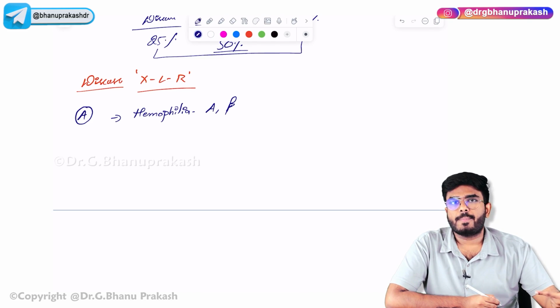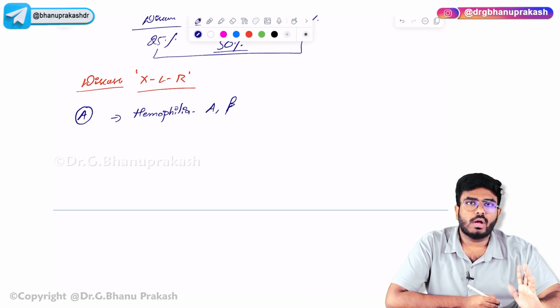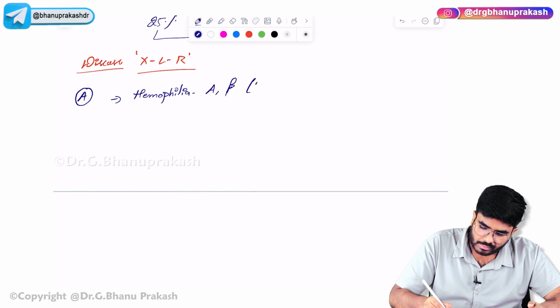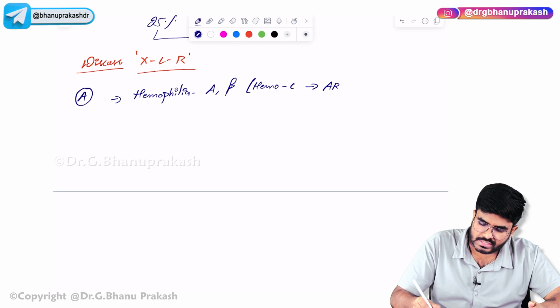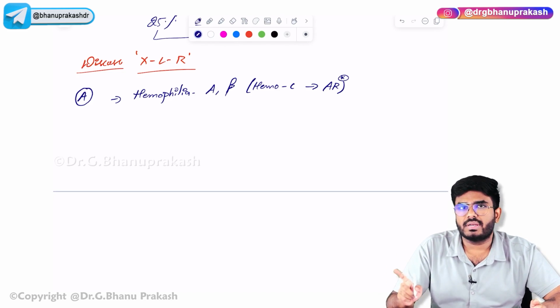Now, hemophilia, bleeding disorder. It is X-linked recessive, like hemophilia A as well as hemophilia B. But remember, hemophilia C is autosomal recessive. Just remember this, not that much hiding, but hemophilia C is autosomal recessive.